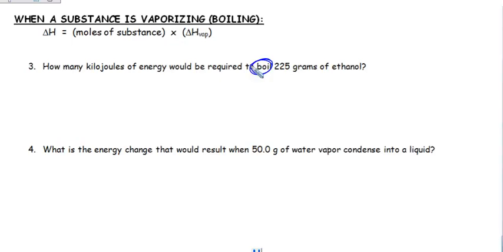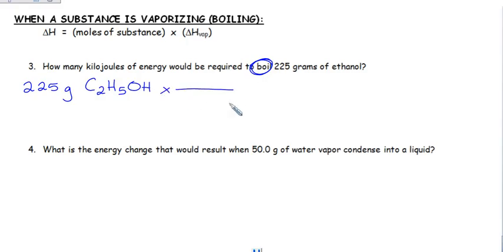We're going to need moles. The equation is essentially the same as for melting and freezing. We're just going to look up heat of vaporization instead of heat of fusion. 225 grams. Ethanol's formula is C2H5OH. I probably would have given that to you.